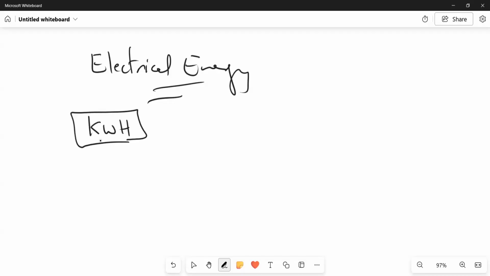What this is basically telling you, watch. Remember P equals IV. But energy equals power times time. So kilowatt, that's power, and the time is in hours. They don't use seconds. They use power in terms of kilowatts, and the time is measured in hours.